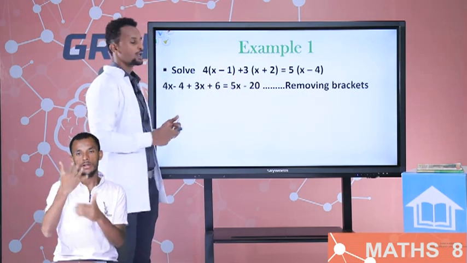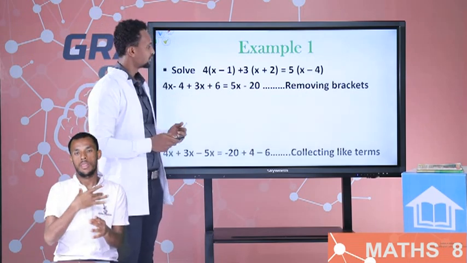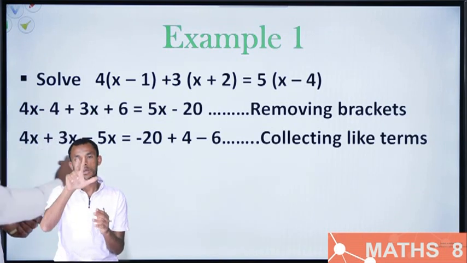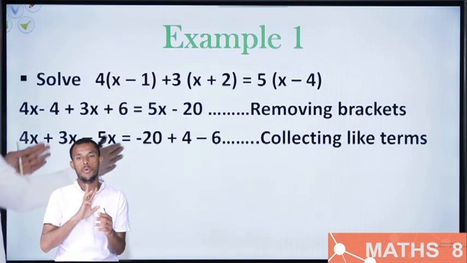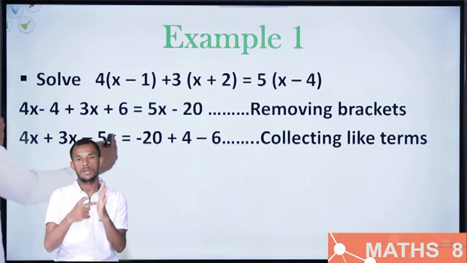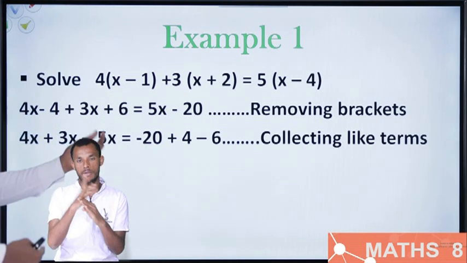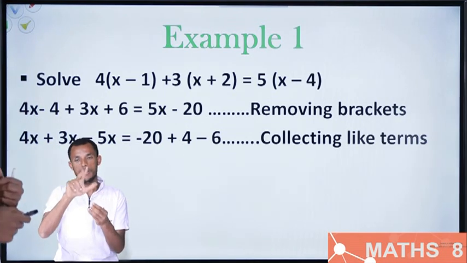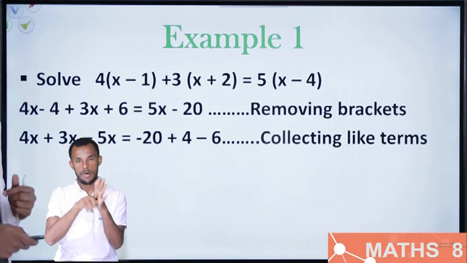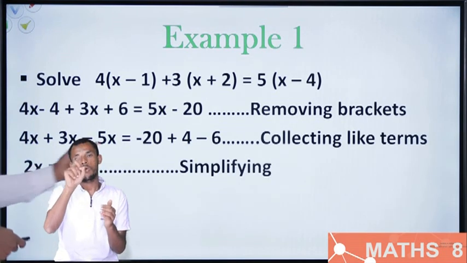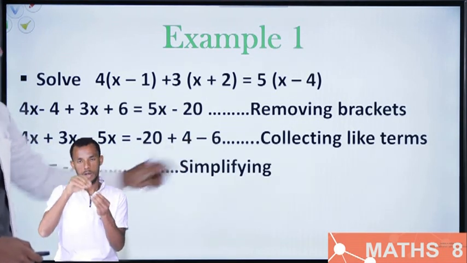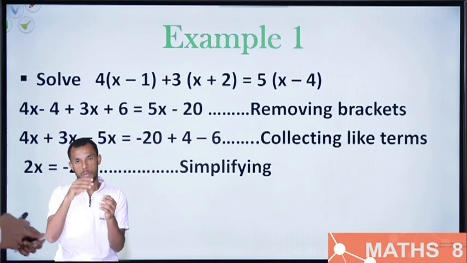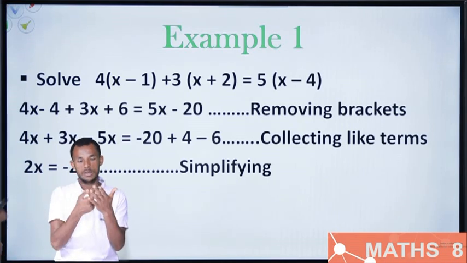The next step is collecting like terms. The like terms here are 4x, 3x, and 5x. We take the variables before the equality sign, and after the equality sign we take the constant numbers. That means 4x plus 3x is 7x, 7x minus 5x is 2x, and minus 20 plus 4 minus 6 is equal to minus 22. To simplify this, 2x is equal to minus 22.